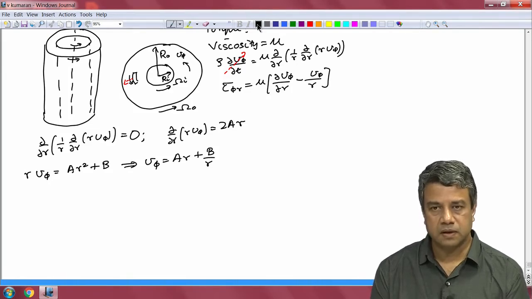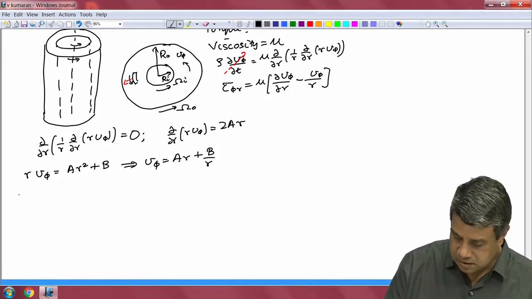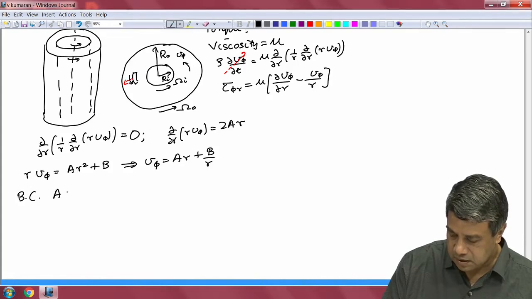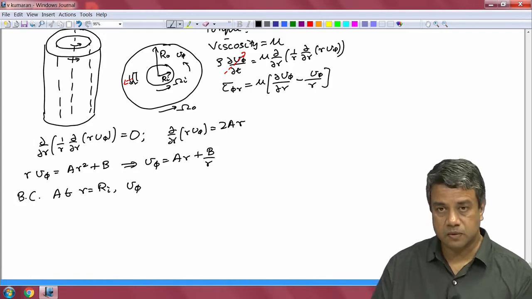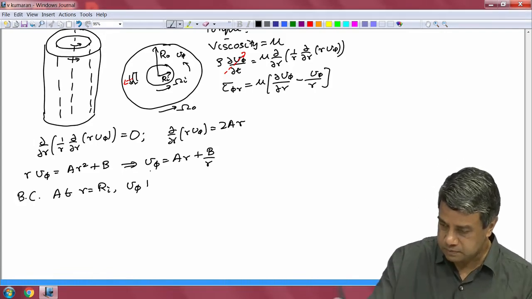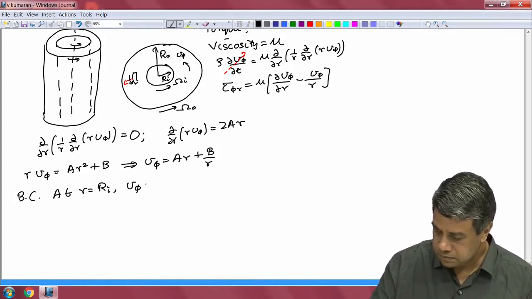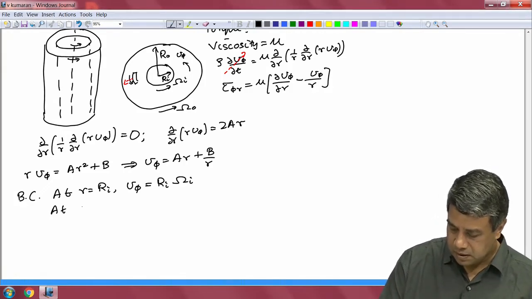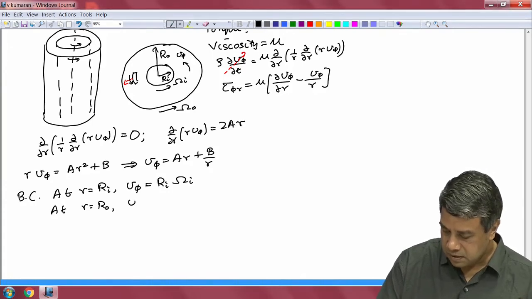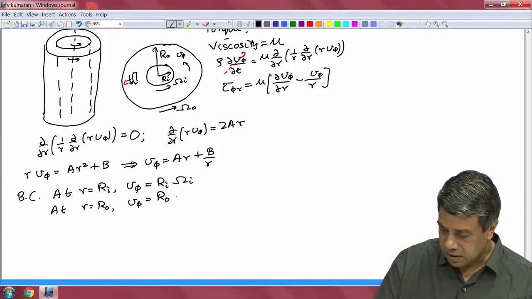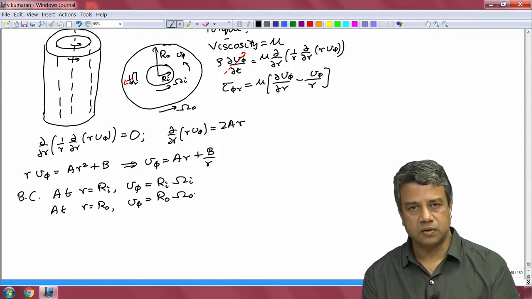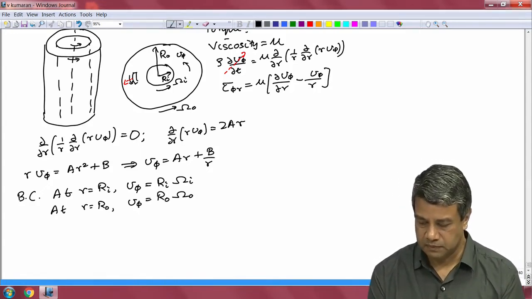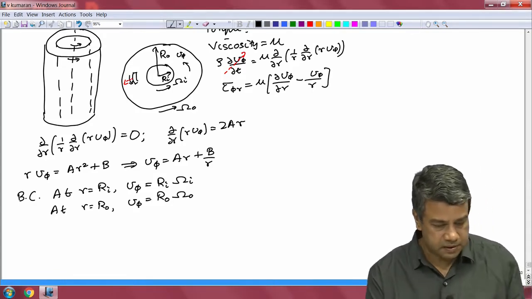Now, we need to find out the constants A and B from the boundary conditions. The boundary conditions are that at r equal to r_i, the angular velocity is omega_i. That means that V_phi is equal to r_i omega_i. And at r equal to the outer radius, V_phi is equal to r_o times omega_o. These are the two boundary conditions, and they have to be used to determine the constants A and B.